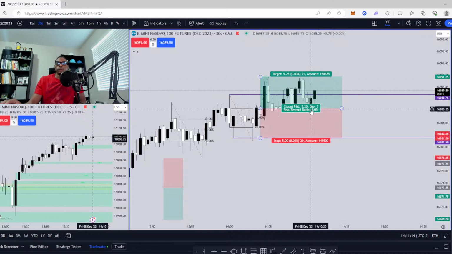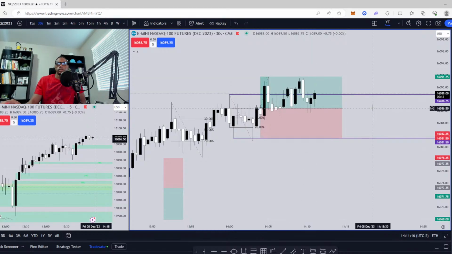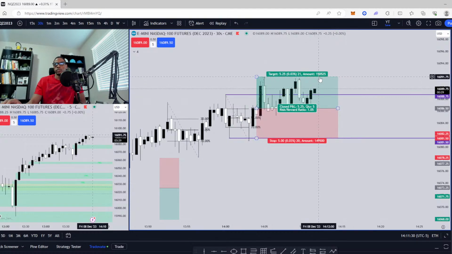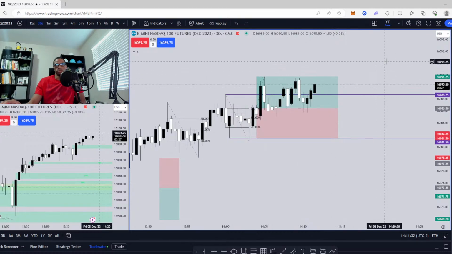For anyone entering over here, you would have had the same. You would have wanted to put your stop loss here below this swing low, which you also would have risked maybe a point. Still targeting the 5.25 points to the end of this zone at 16,091 3/4.